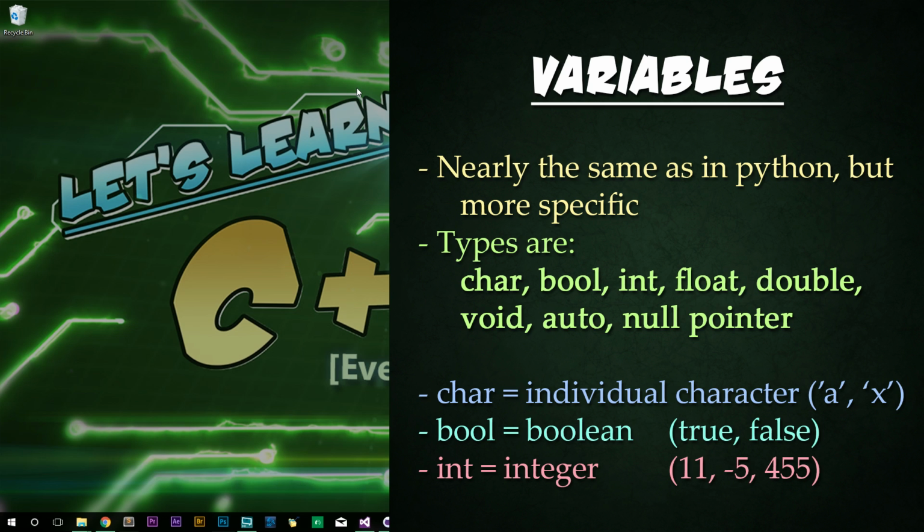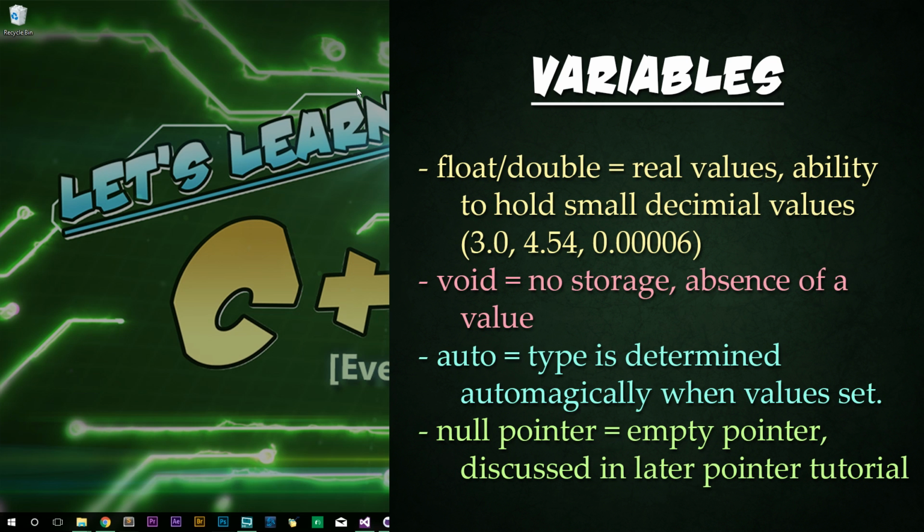Bool is a boolean, which is, we know from Python, true or false. Int is an integer, which is any number without a decimal point. Float and double are numbers that have floating point values. In other words, the decimal point can move around wherever. So we can have like 1.00002, and the difference between float and double we'll get into in just a bit.